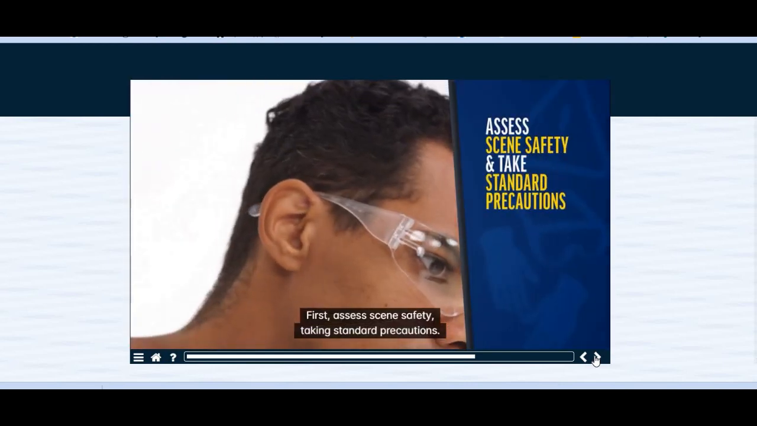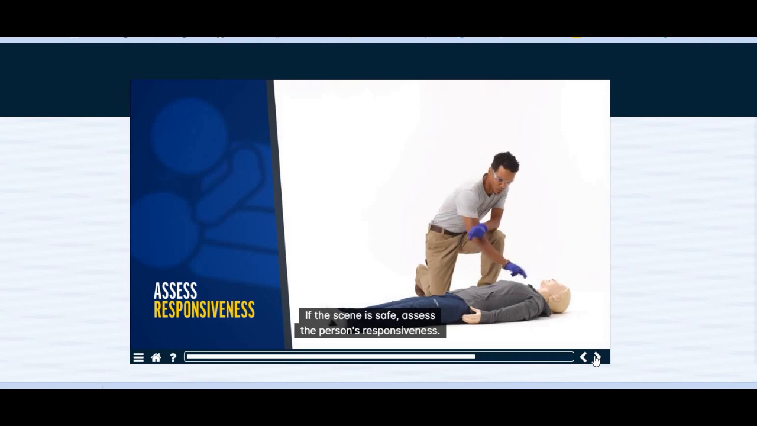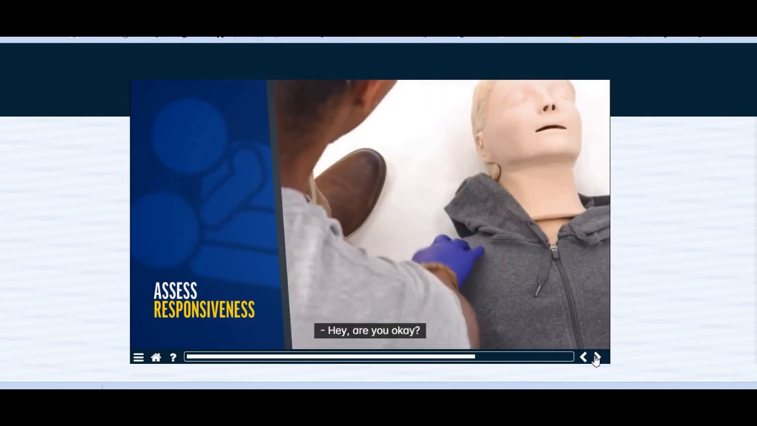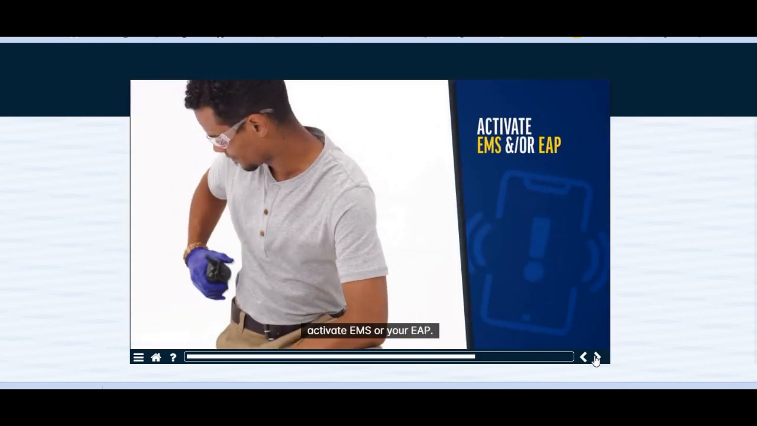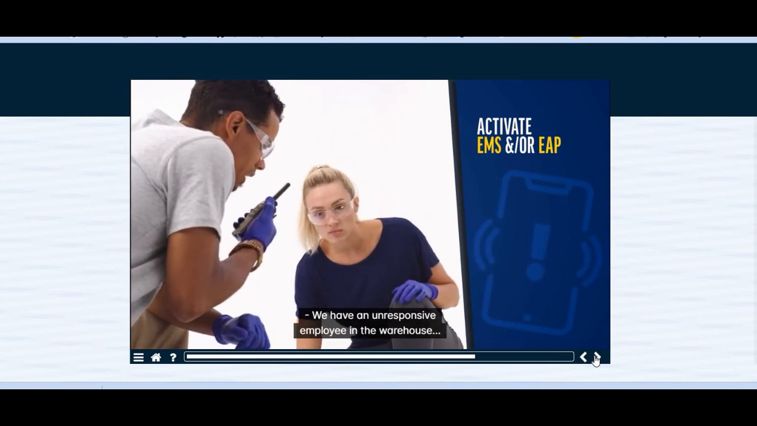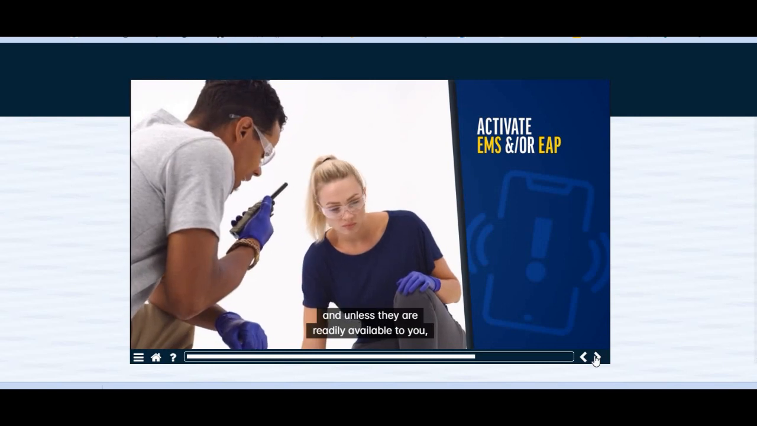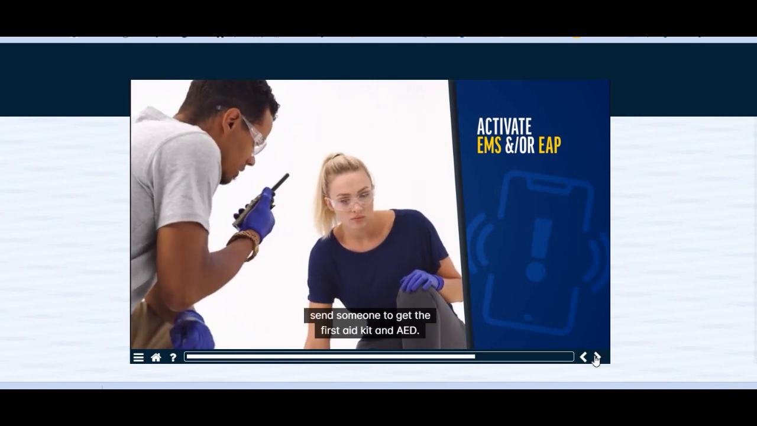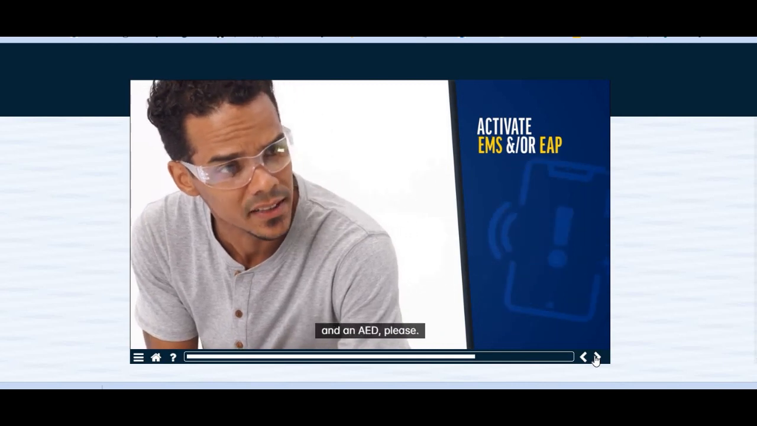First, assess scene safety, taking standard precautions. If the scene is safe, assess the person's responsiveness. Tap the victim and ask loudly, "Are you okay?" Hey, are you okay? If the person is unresponsive, activate EMS or your EAP. You have an unresponsive employee in the warehouse at 1-2. After activating, and unless they are readily available to you, send someone to get the first aid kit and AED. Would you mind going and grabbing a first aid kit and AED, please?